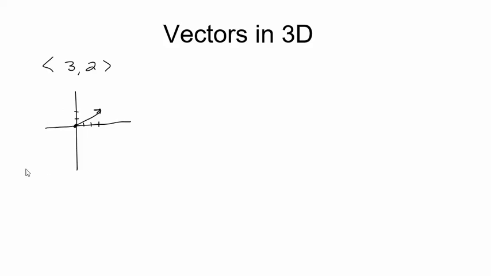I could start here. That could be my tail of my vector, and as long as I move 3 units to the right and 2 units up and create this vector, that's the vector 3, 2 as well. It's just not in standard position. These 2 vectors are equivalent because they have the same direction and the same magnitude.